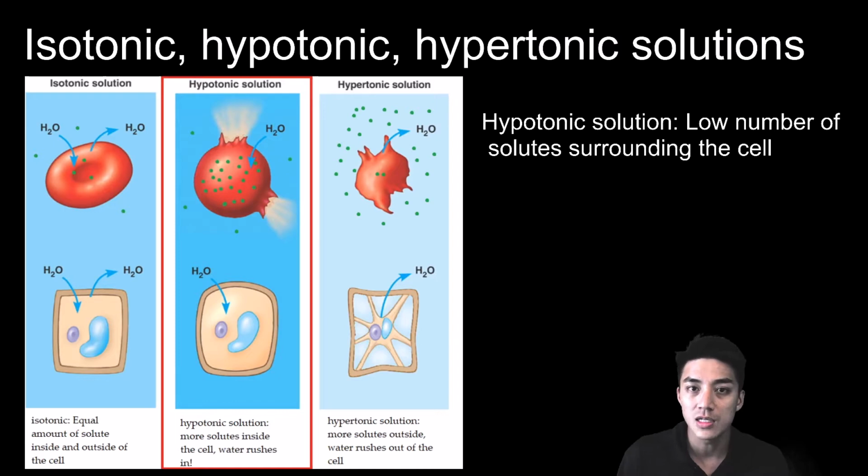The cell contains more solutes than the surrounding solution. So I've represented this with green dots. I drew green dots all over the cell to show that it has a lot of solutes inside. Outside, there's very few green dots. So what happens is the water is going to rush into the cell to try to dilute the extra solutes.